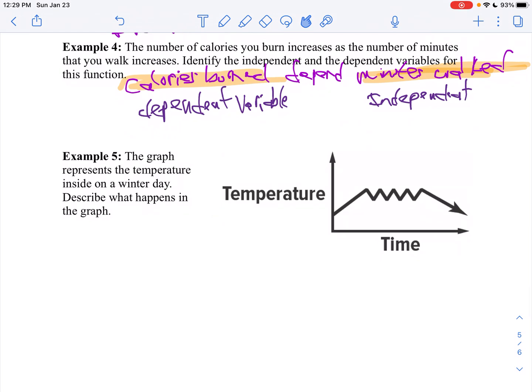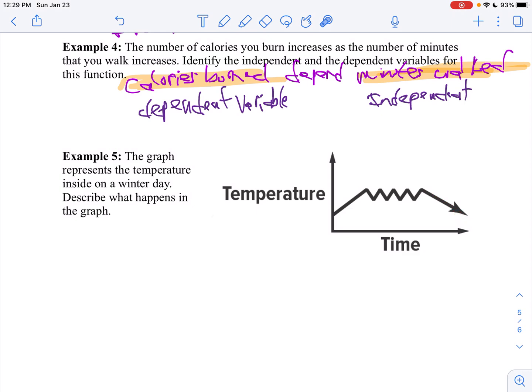Now, example 5 is another relation. If we take a look at it here, it says the graph represents the temperature inside a building on a winter day. Describe what's happening in the graph. So if I look at the graph here, I'm looking at time, and it looks like my temperature goes up, then it goes down a little bit, up a little bit, down a little bit, up and down. And then finally it falls.